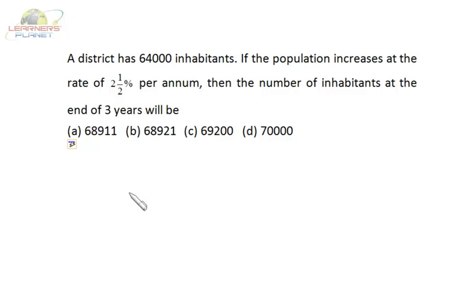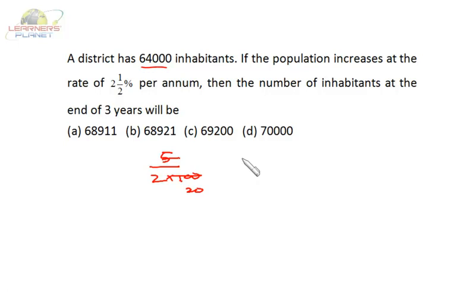Now let's see this question. A district has 64,000 inhabitants. If the population increases at the rate of 2.5% per annum, then the number of inhabitants at the end of 3 years will be what? Okay, now what is 2.5%? It is, we can say 5 by 2%, or we can say 1 by 40. Okay, so the population is increasing by 1 by 40 per annum.